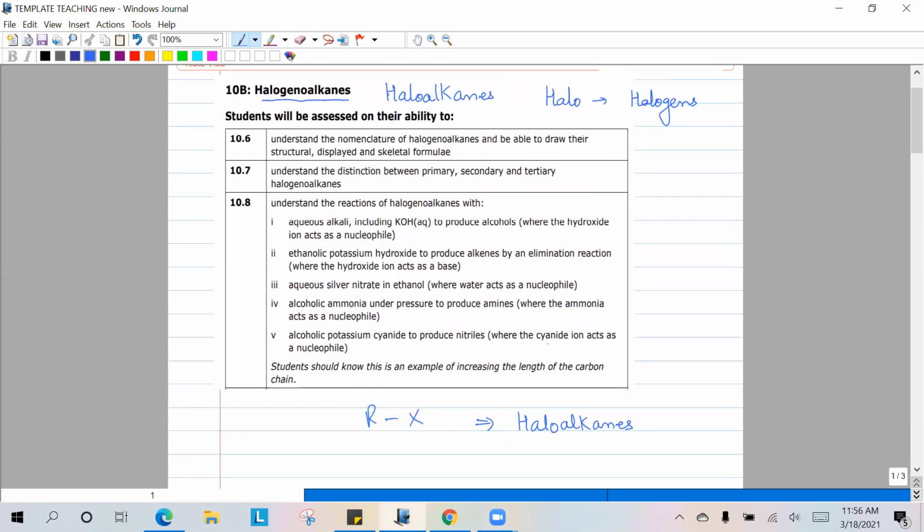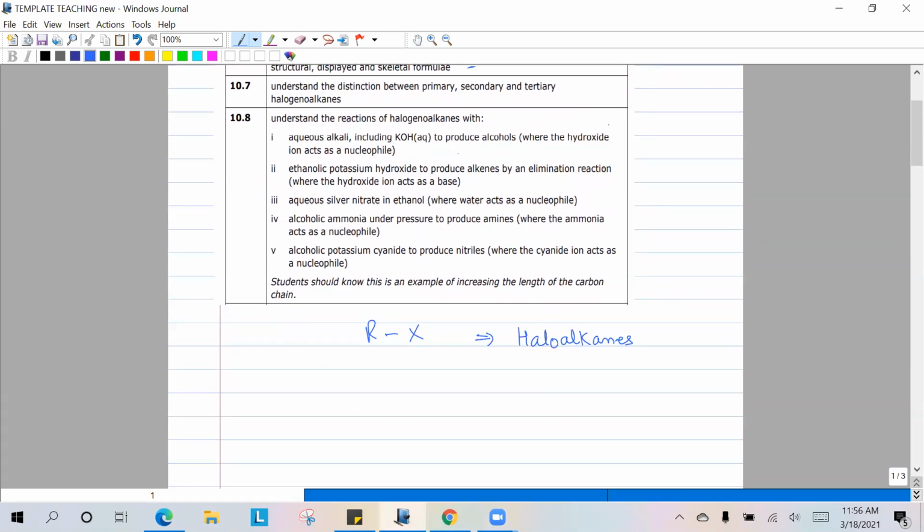For the haloalkanes, first we will understand what haloalkanes are, how to name them, and how to draw the structural, displayed and skeletal formula. Then we will talk about the types of haloalkanes. Then we will go through some properties of haloalkanes, and then we will move on to the reactions. So that would be the way we will be studying it.